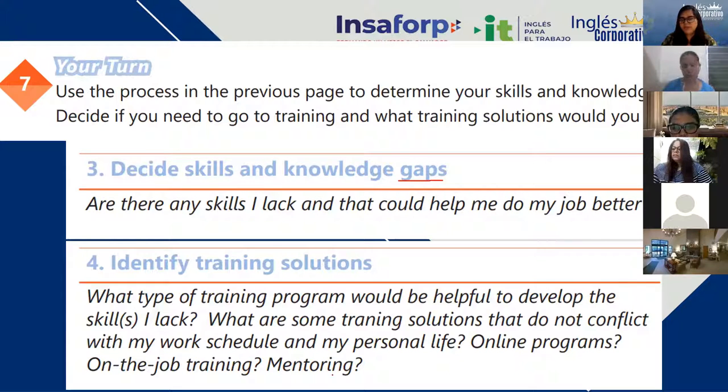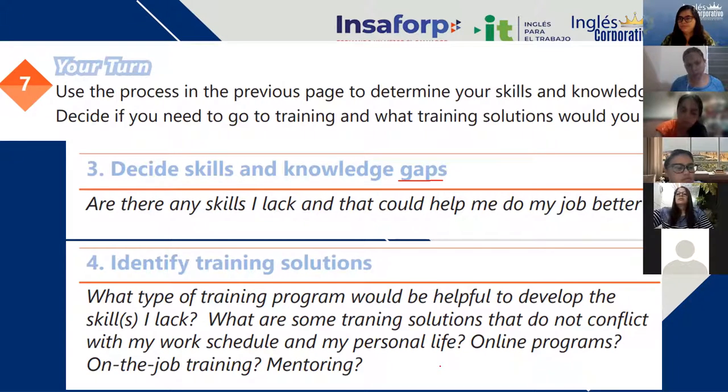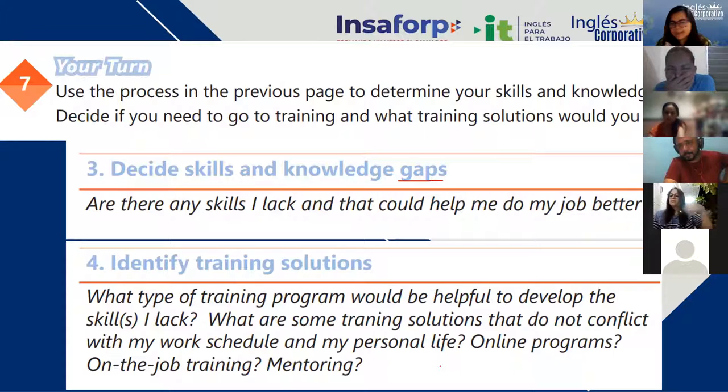And the other one would be mentoring. What is mentoring? Somebody guiding you, see? You will have a person watching what you do and telling you, vaya, eso mire aquí, allá. Eso sí. The same in the banks, I have observed that type of mentoring.